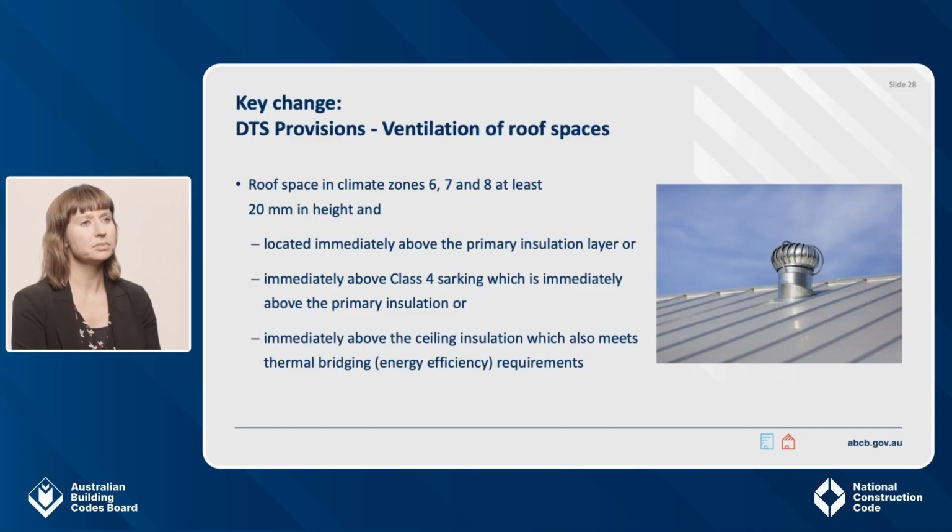The roof space needs to be at least 20 mm in height and located immediately above the primary insulation layer, or immediately above sarking with a Class 4 vapour permeance above the primary insulation layer, or immediately above the ceiling insulation, which also meets some energy efficiency requirements for thermal bridging.